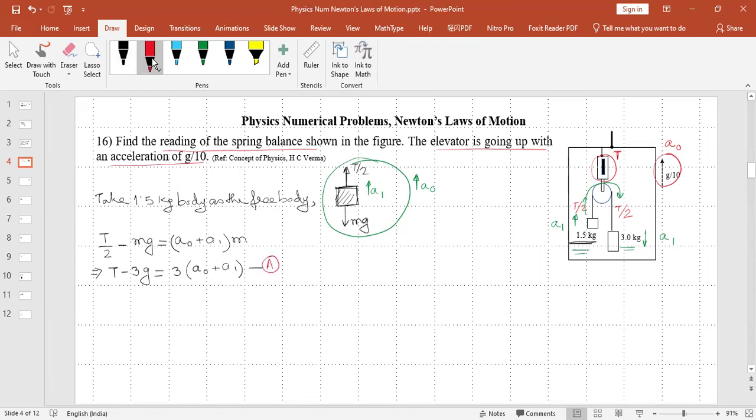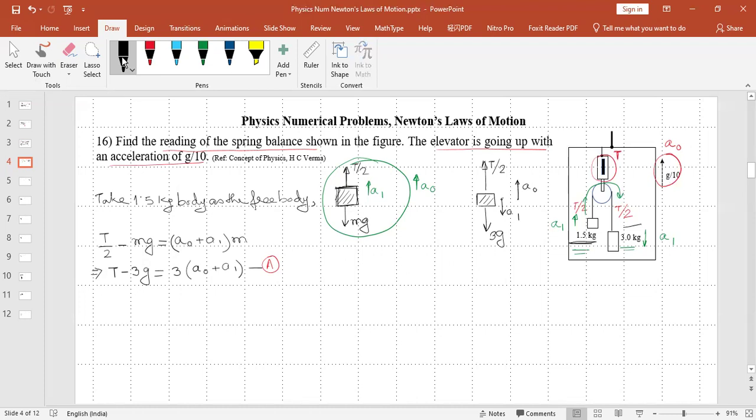Similarly, if you take the free body of the 3 kg mass, then its diagram is like this. This is 3 kg. The downward force is 3g. The upward force is T by 2. And it has a downward acceleration of A1 and an upward acceleration of A0.